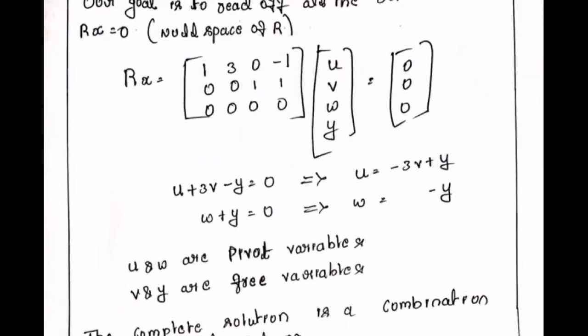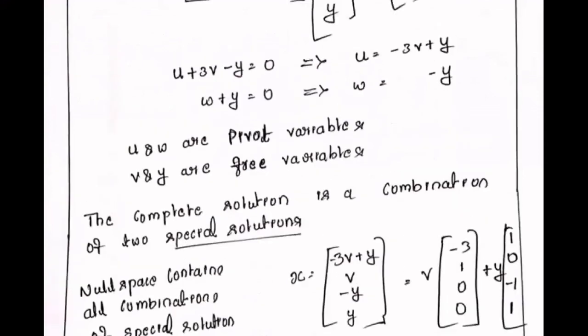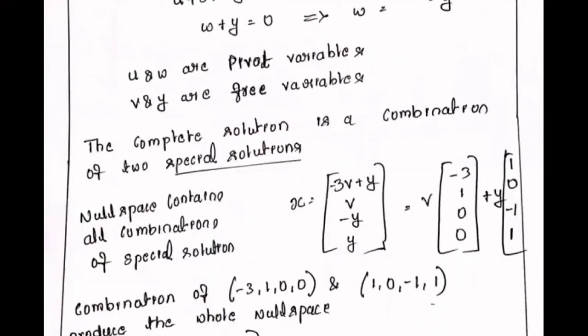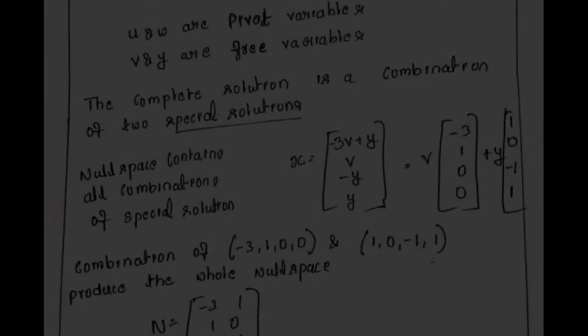So Rx equals 0, the same solution you get. So you take that and make it 0 and try to solve for U, V, W and Y. Before that, you have to find out what are the pivot variables and what are the free variables. You have to express the pivot variables in terms of the free variables. So with the free variables, whatever vectors you get, that is minus 3, 1, 0, 0 in this case, and 1, 0, minus 1, 1, they are called special solutions. Combining those two is the null space.